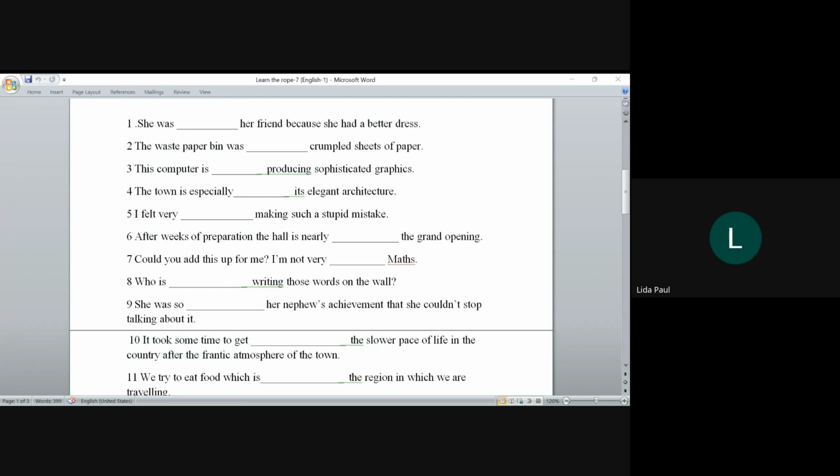Third one, this computer is dash producing sophisticated graphics. Capable of. Right. So is capable of a better choice or good at a better choice? The answer is capable of. Now, I want you to tell me why you cannot use good at. Why can we not use good at?